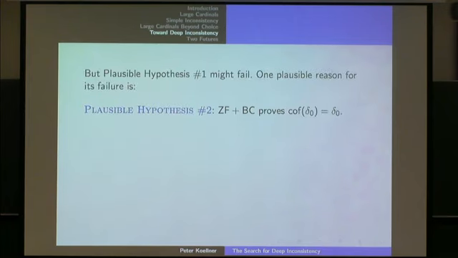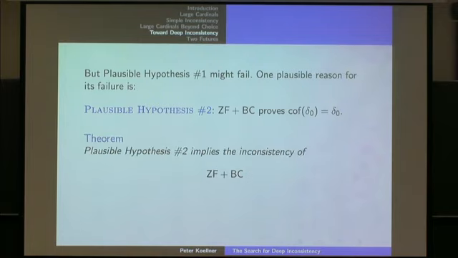But plausible hypothesis number 1 might fail because of another plausible hypothesis, namely that you can actually prove that the cofinality is itself. So you can prove that Berkeley cardinals are necessarily regular. And again, that implies the inconsistency of ZF plus a Berkeley cardinal because of the forcing theorem. And I say this would constitute a genuinely deep inconsistency, but by that I just mean that the forcing theorem involved here is a fairly deep theorem. It could be a really deep theorem if the proof of the plausible hypothesis was deep.